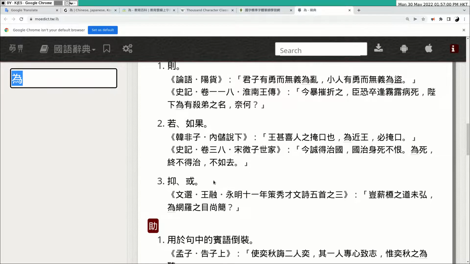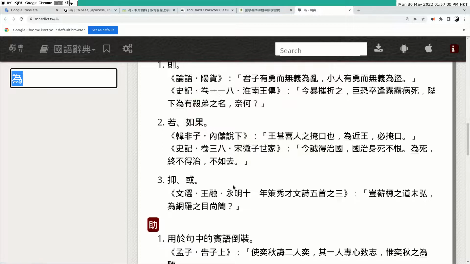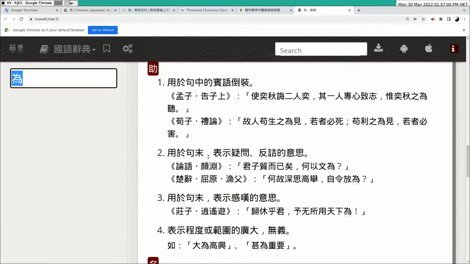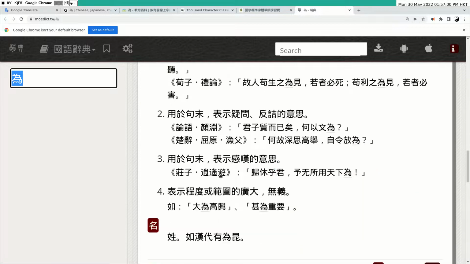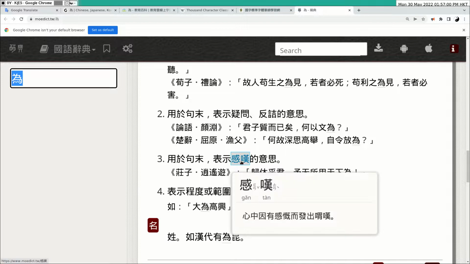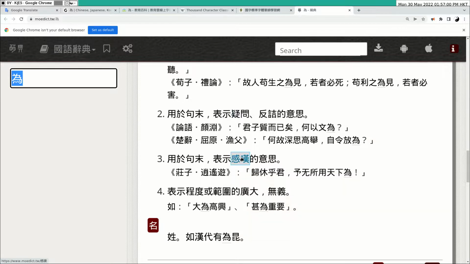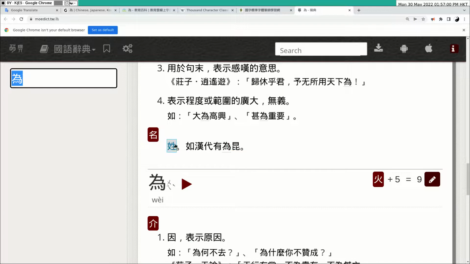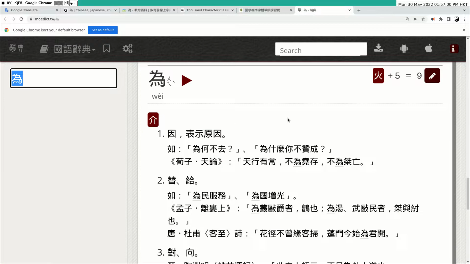Also mean "or." Also mean a question mark at the end of a sentence. Also, at the end of a sentence, exclamation. It can be a question mark, can be an exclamation mark. So really difficult to understand. It's also a kind of family name, but it's very, very seldom now. So nowadays, it's mostly used as a way. It means the question mark.